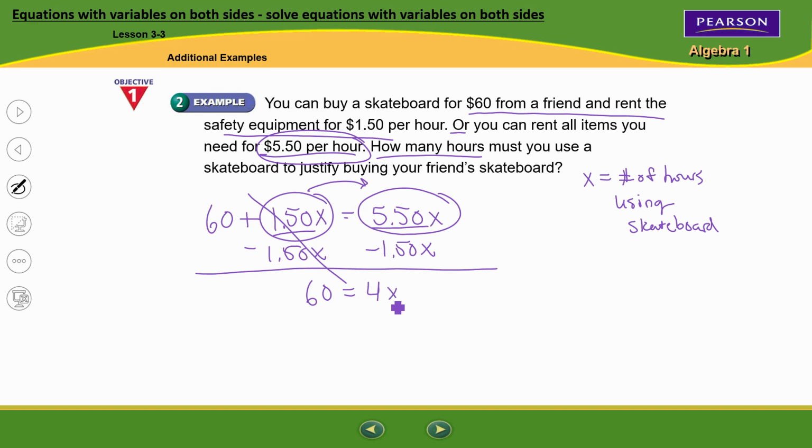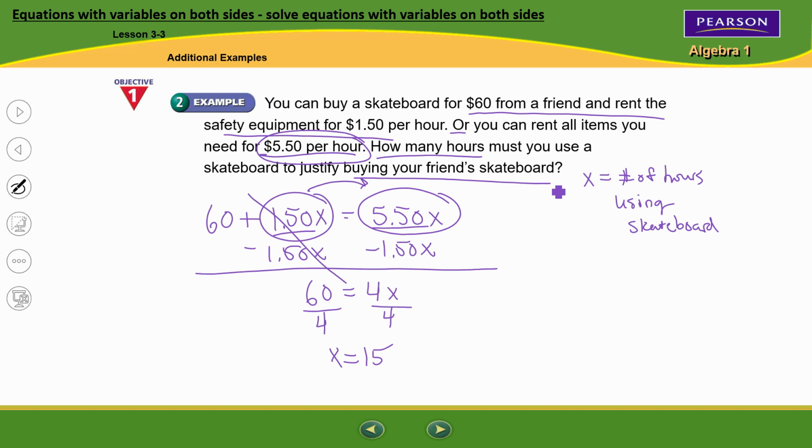Last step, get rid of the 4 by division. And it looks like they're the same at 15 hours. So the question is, how many hours must you use a skateboard to justify buying your friend's skateboard? Okay? So what's going to happen after 15 hours?